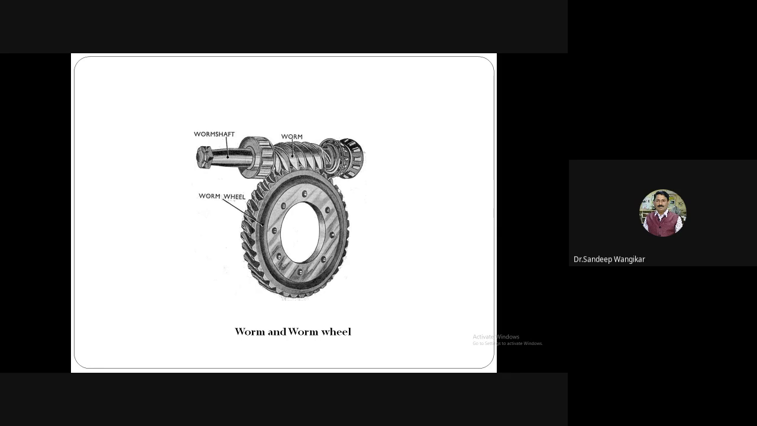Others have a power transmission gear ratio up to 6:1 or 10:1, but for worm and worm wheel the ratio can be up to 100:1. So a great power transmission is achieved in the case of worm and worm wheel.